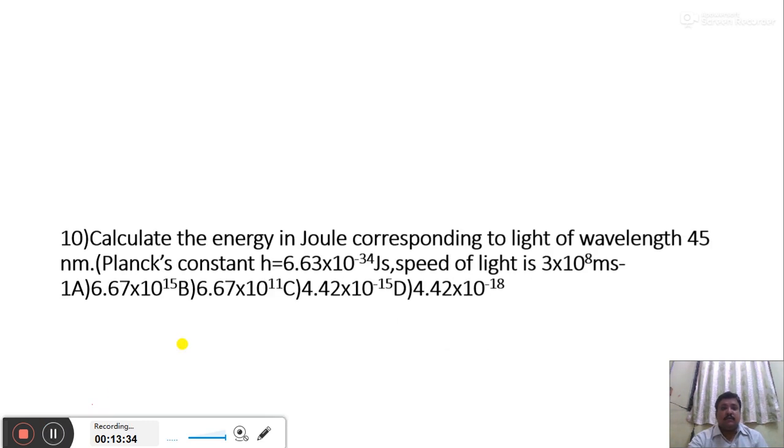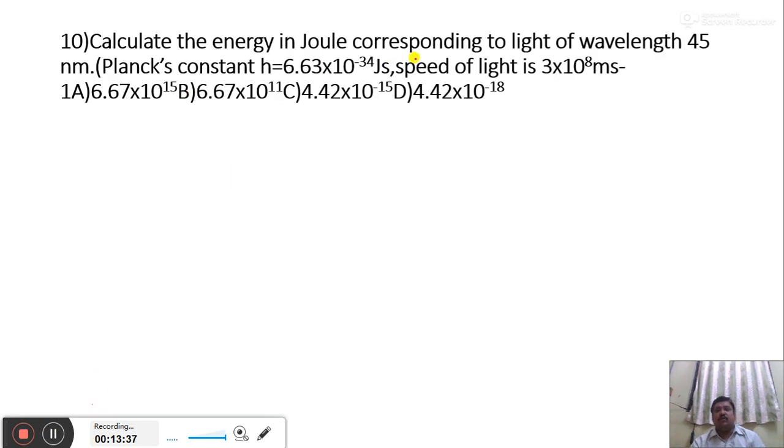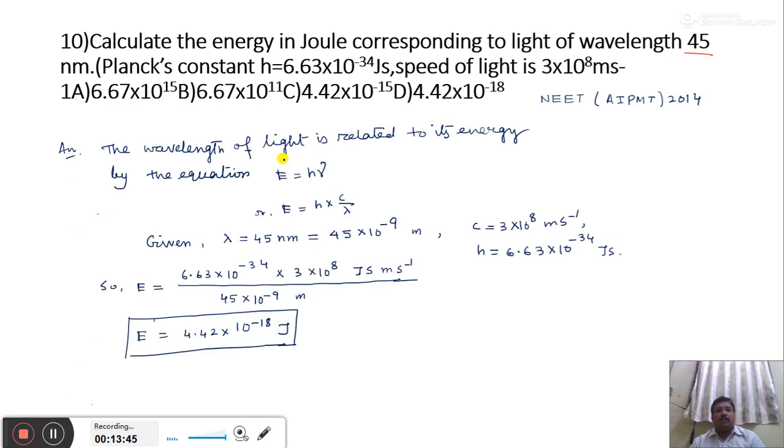My last example is: calculate the energy in joules corresponding to light of wavelength 45 nanometers. Now the wavelength of light is related to its energy by E equal to h nu, or E equal to h into c by lambda. Putting the values, lambda is 45 into 10 to the minus 9 meter, and c and h are given, we get the value of E as 4.42 into 10 to the minus 18 joule. So the right option is D. This question came in the AIPMT 2014 exam.